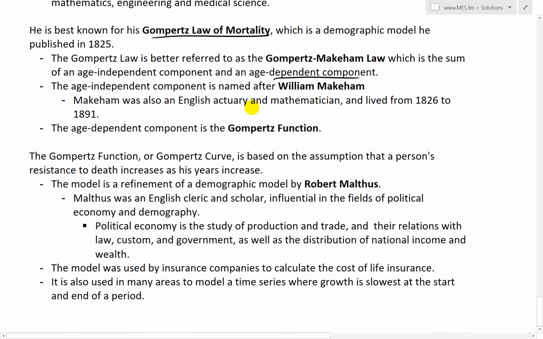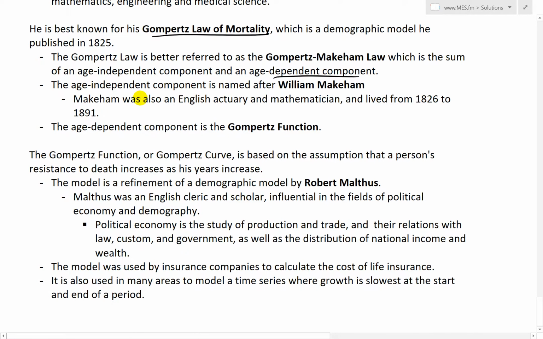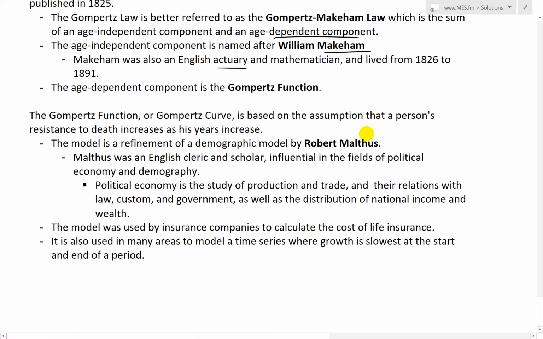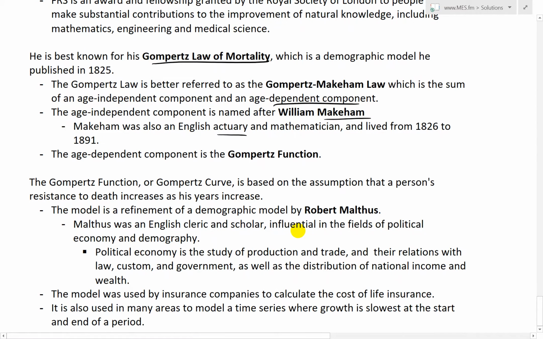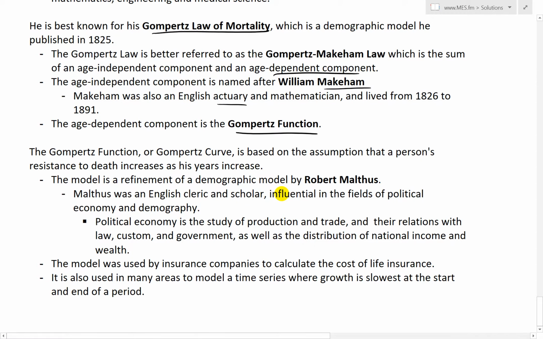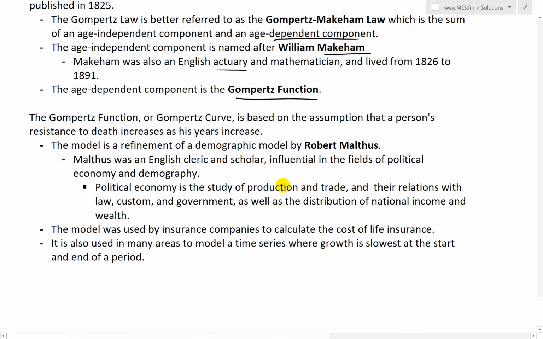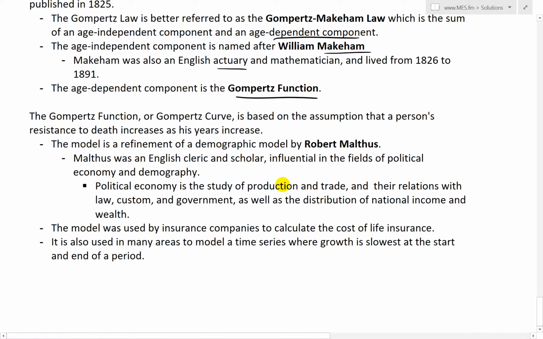I'm not going to get too in detail about it, but the age-independent component is named after William Makeham, who was also an English actuary and mathematician, and lived from 1826 to 1891. And the age-dependent component is the Gompertz function that we dealt with. So it's a combination of the one we dealt with plus the age-independent one that Makeham introduced into it.